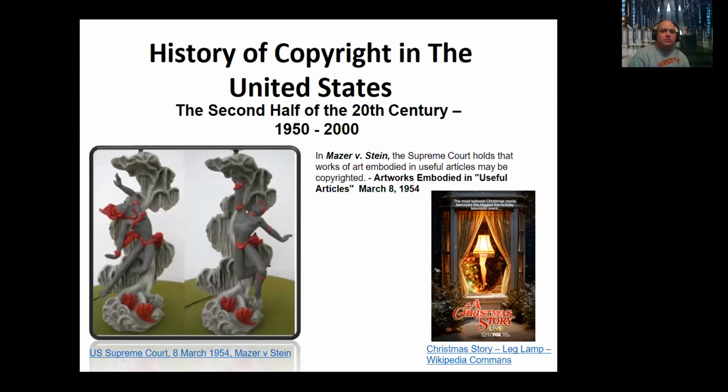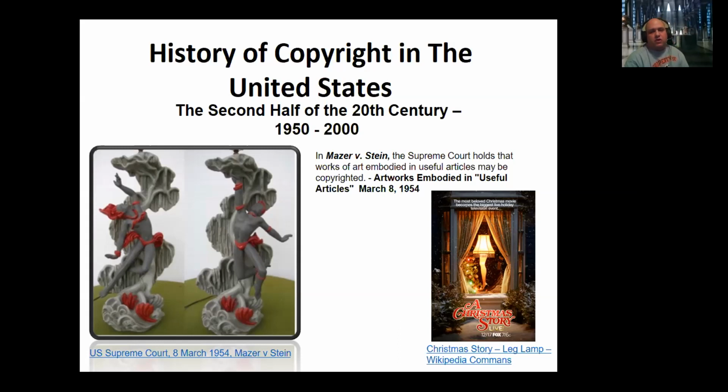And this case went before the Supreme Court March 8th, 1954, and the bottom half of the lamp was considered copyrightable as works of art or tangible sources, even though the item itself, the lamp in itself, cannot be copyrighted, but the image or the statuette part of the lamp could be.